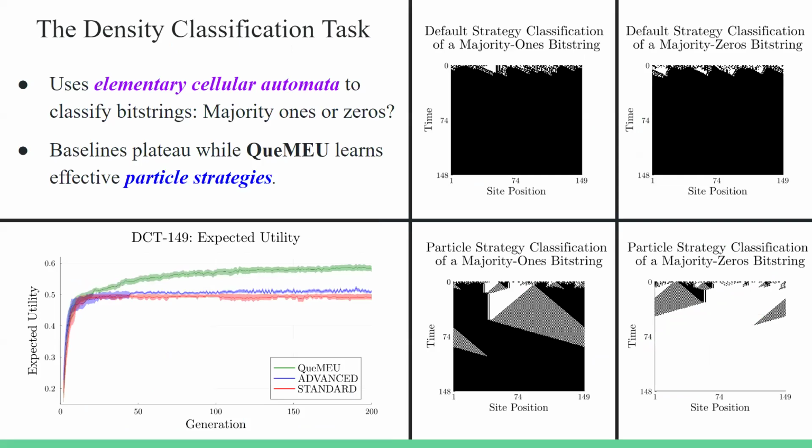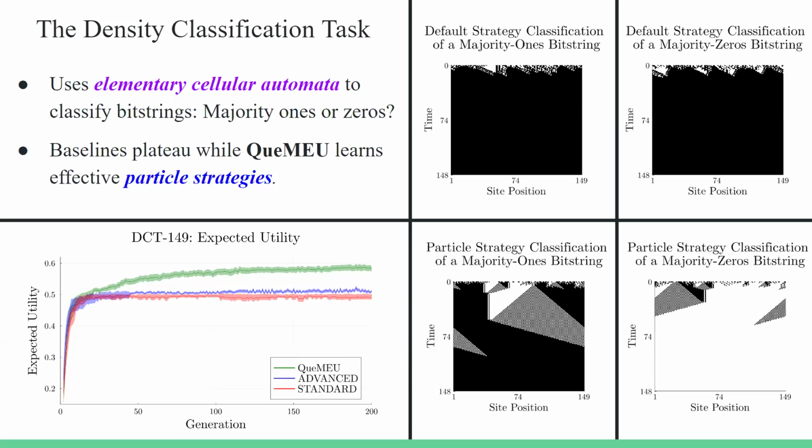The second task is a well-established problem in the literature, the density classification task, which uses elementary cellular automata to classify bit strings. We want to determine if some initial condition of bit strings is majority 1 or 0, and we use the automata to evolve that condition to a final state. And so naive strategies would be like on the top, where no matter what you give it, it will just default to classifying it as either 1 or 0.